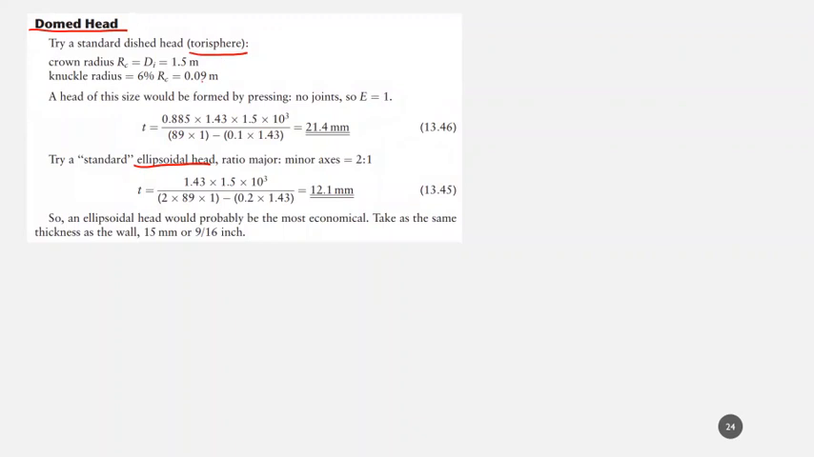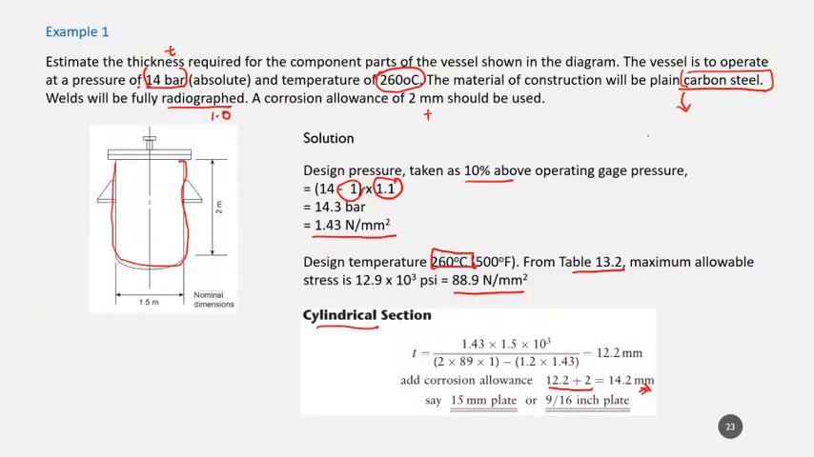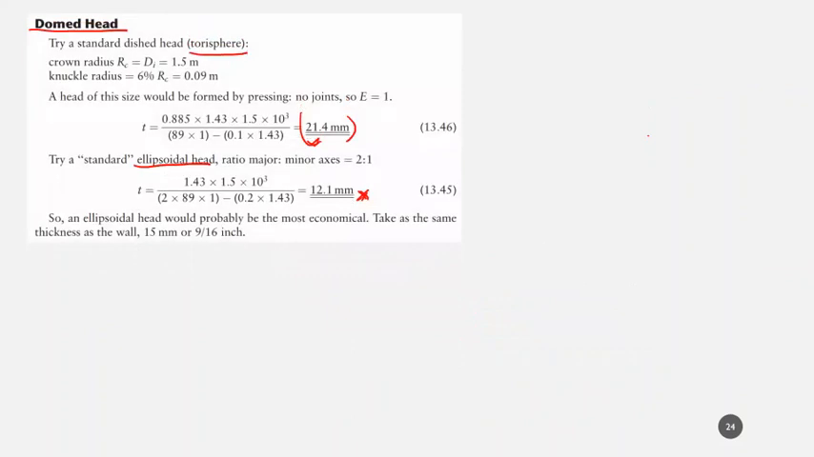So for the spherical head, use this equation and this is the thickness obtained. For the ellipsoidal head, this is the thickness. Okay, the detailed equation you may refer to on this slide. So we have the spherical and also the ellipsoidal head, and we can obtain the thickness. And then after that, we select the best design based on the thickness. So you can see here the ellipsoidal has the lowest thickness, which gives us a more economical option to be selected.